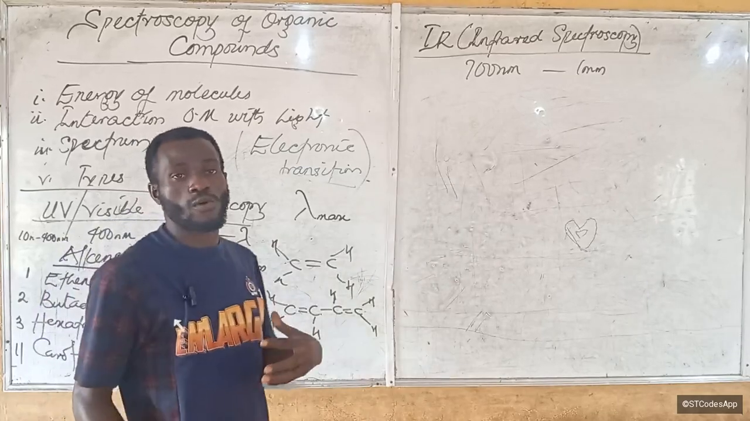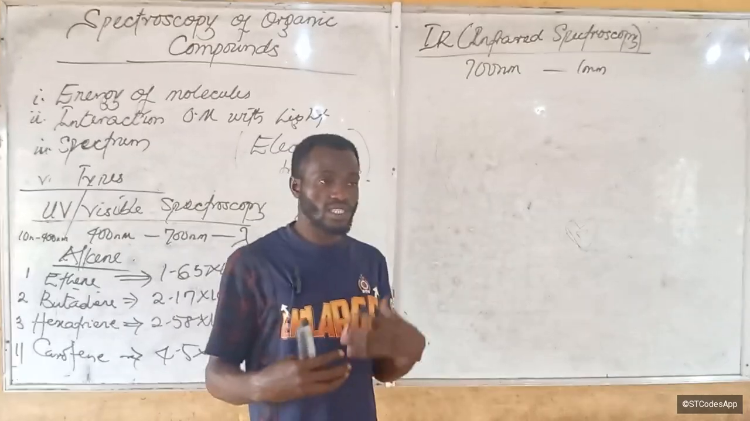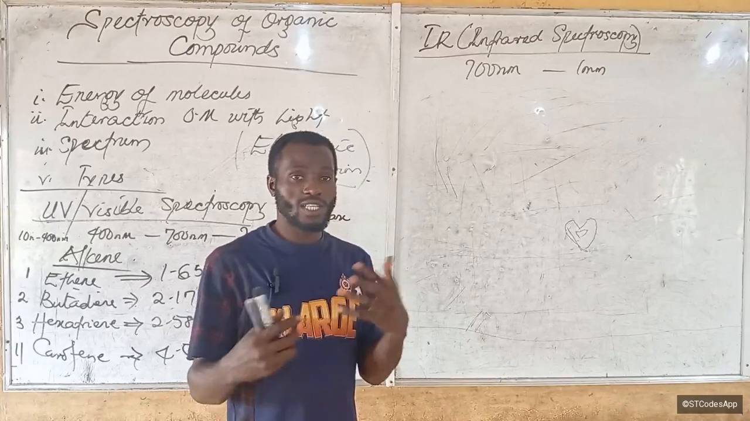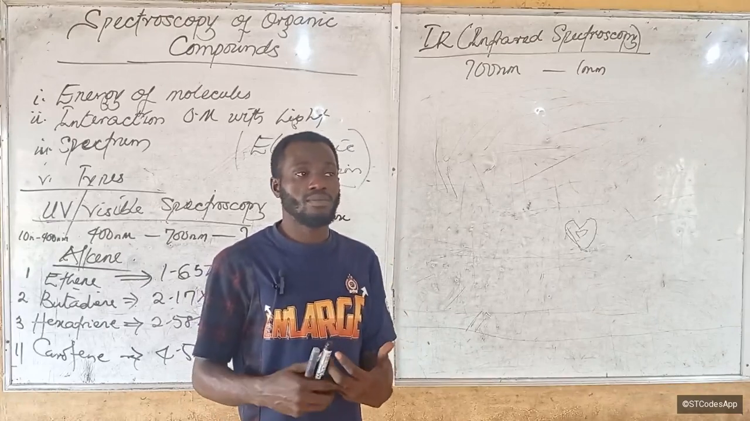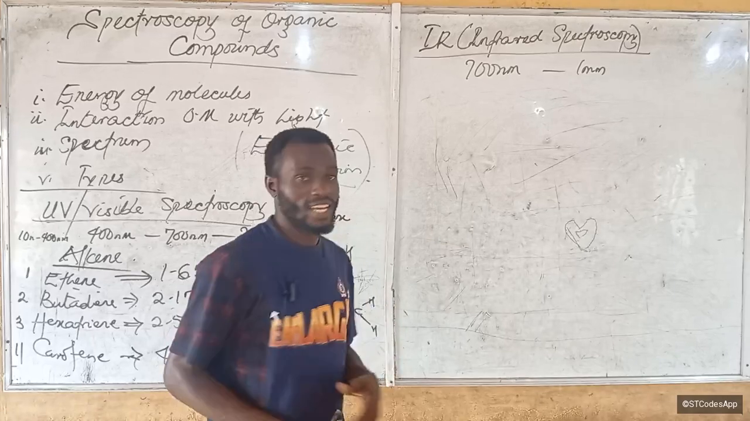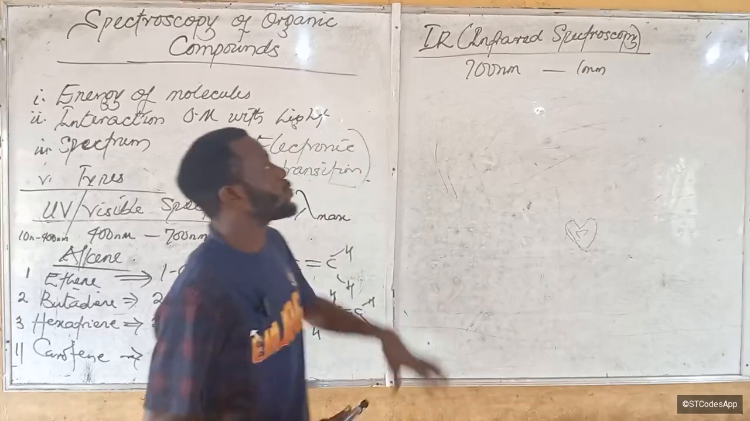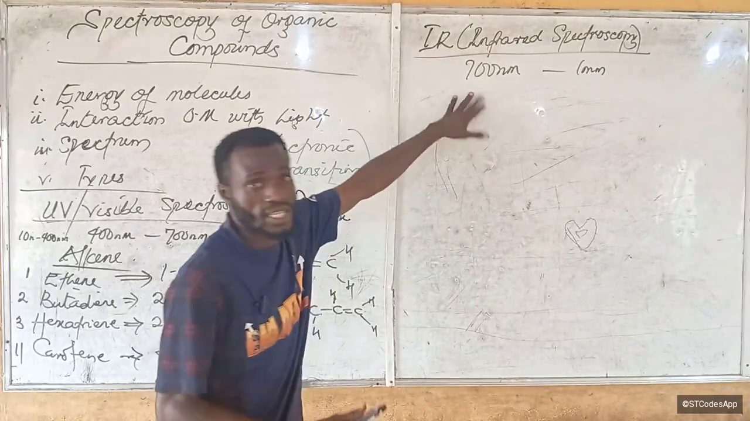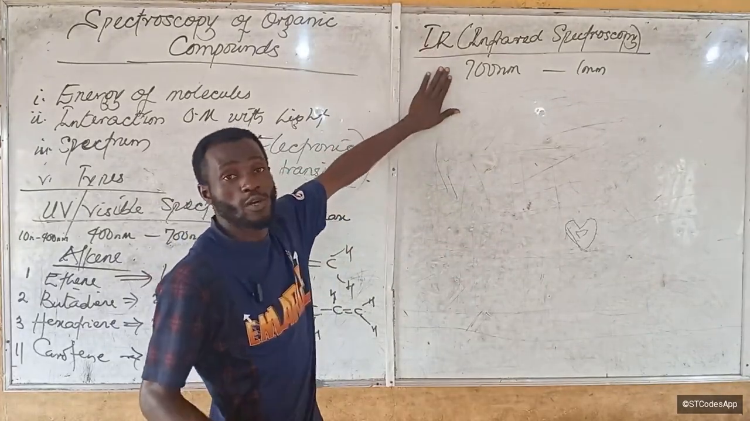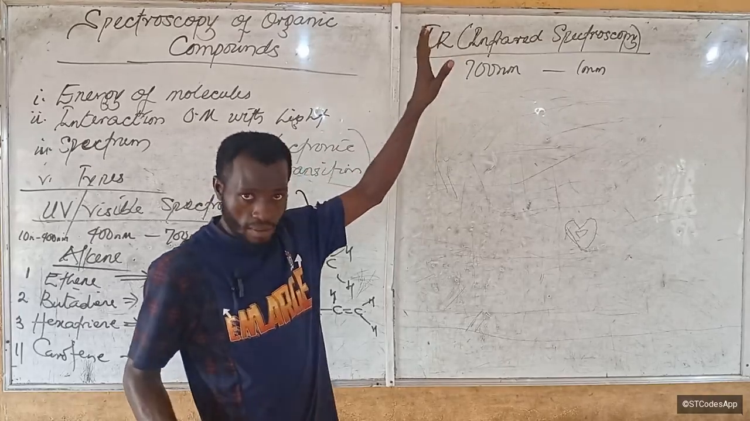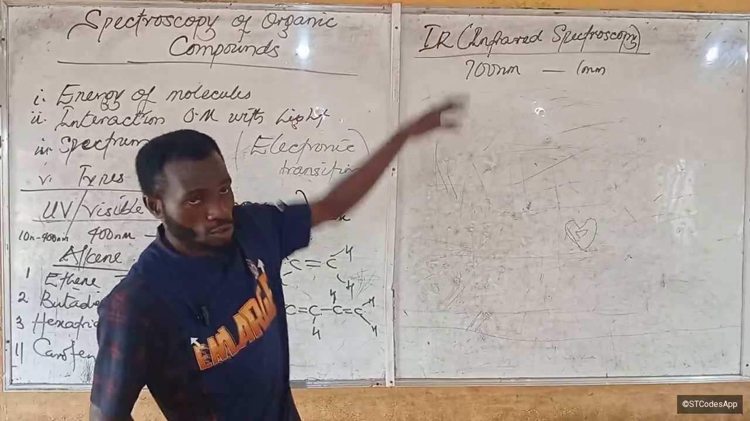It's not reliable for systems that are not conjugated or that don't have double bonds. What do you call them? Alkanes. It's not very reliable for alkanes. But most organic compounds, including alkanes, alkenes, and alkynes, absorb a lot in infrared spectroscopy.